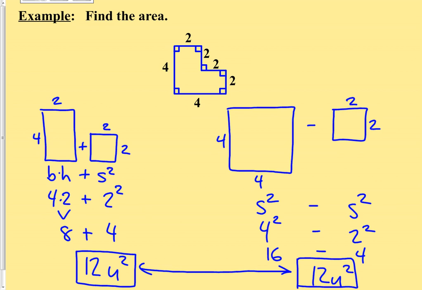Now, you won't always have this many options as far as how to proceed with a composite shape, because as you will see, some shapes lend themselves towards thinking of them like we did on the left, as two shapes being added together, where other shapes that we're going to see lend themselves towards being a shape that is missing another shape. So let's take a look at another.